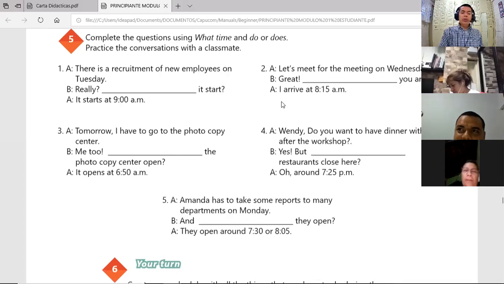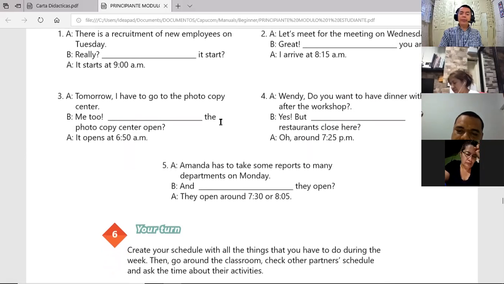Number three. Tomorrow, I have to go to the photocopy center. Me too. What time does the photocopy center open? It opens at 6:50 a.m. Number four. Wendy, do you want to have dinner with me after the workshop? Yes, but what time do restaurants close here? Oh, around 7:25 p.m. Amanda has to take some reports to many departments on Monday. And what time do they open? They open around 7:30 or 8:05. Half past seven or 8:05 or 5 after 8, right?